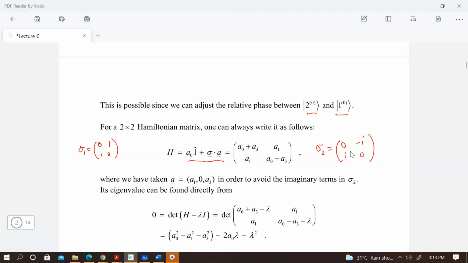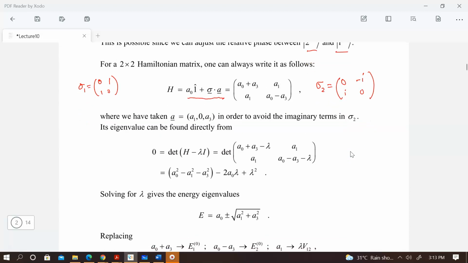One can easily solve what the eigenvalues are. You just use the characteristic equation for this matrix. Essentially you take the determinant of H minus lambda I to be equal to 0, and you get a quadratic equation in terms of lambda, and then you simply solve that quadratic equation. Set it equal to 0, and then you find your energy is given by this.